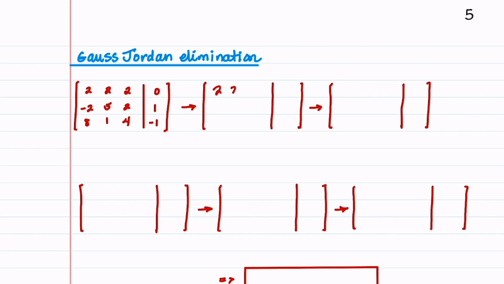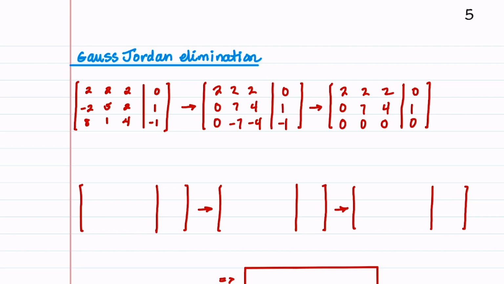So we have a 2, 2, 2, 0. We had a 0, 7, 4, 1, a 0, minus 7, minus 4, minus 1. And then we had a 2, 2, 2, 0, 0, 7, 4, 1. And then lastly, a row of zeros. So this matrix that I just finished writing is in echelon form.